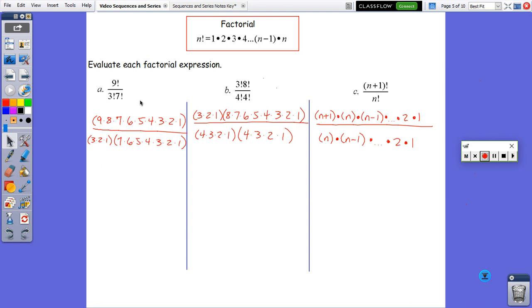Hey, we're back. So now factorials. Factorials are going to play a pretty big role in this unit. It's a pretty cool little mathematical concept.